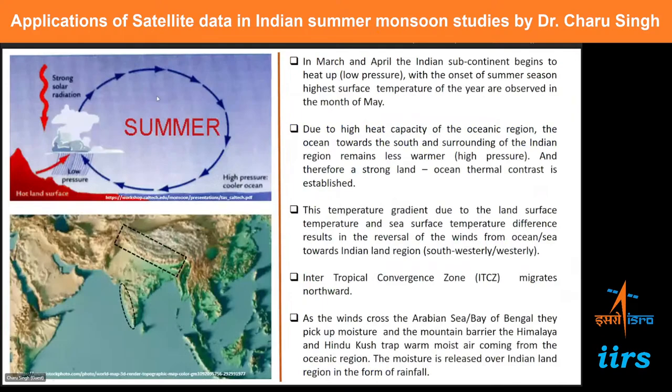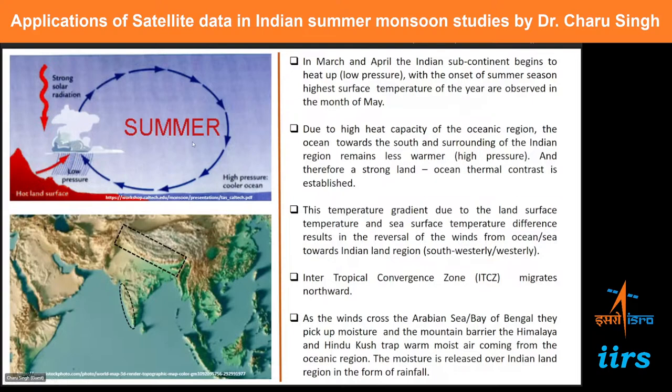The land region has a low heat capacity. Therefore, giving the same amount of energy to the land and the ocean, land becomes warmer very quickly, and thereby there is a creation of a low pressure system over the land region. And with the onset of the summer season, the highest surface temperatures during the year are also observed in the month of May. So we see several incidents of heat waves due to the creation of this low pressure system and high temperature over the land region.